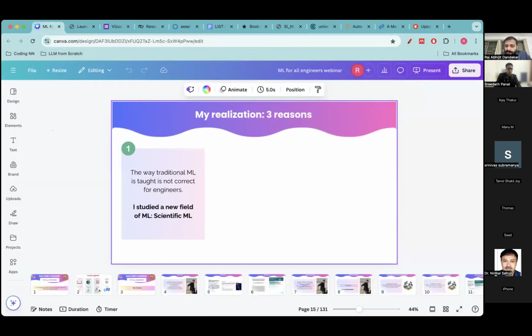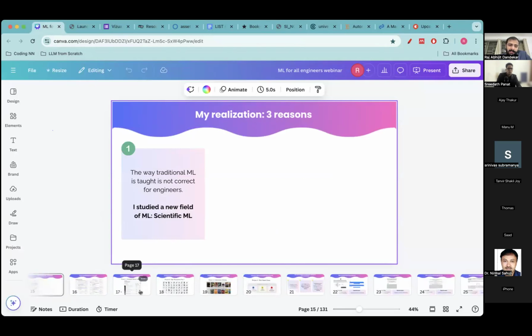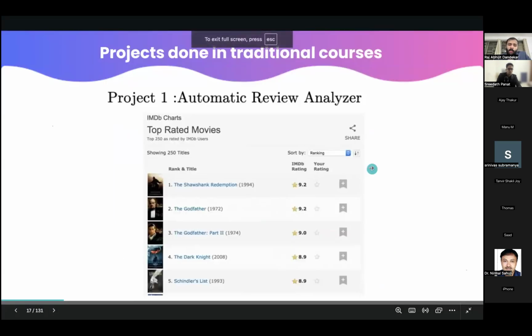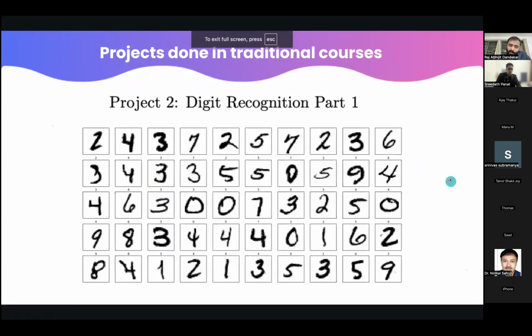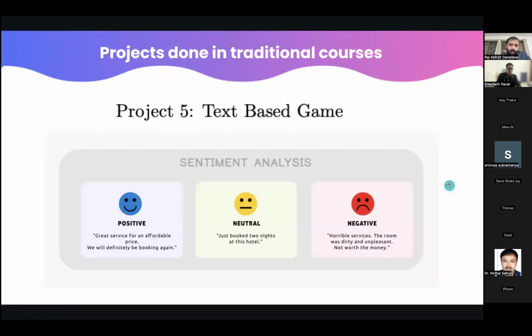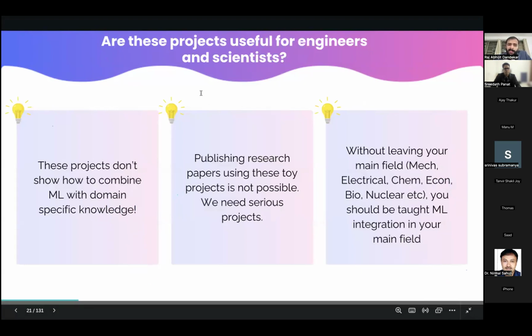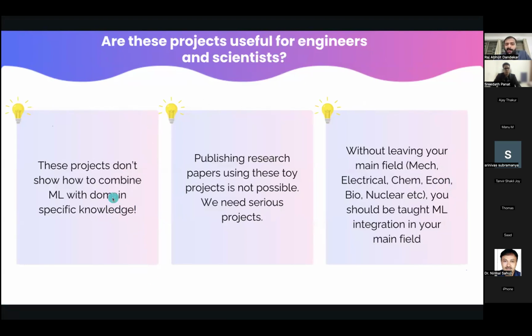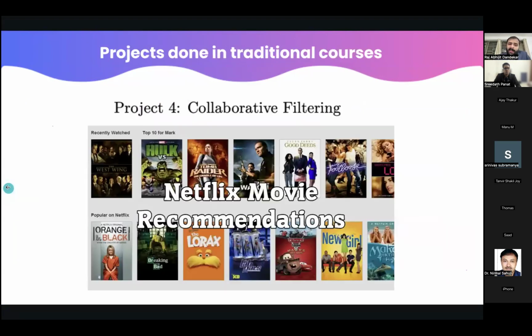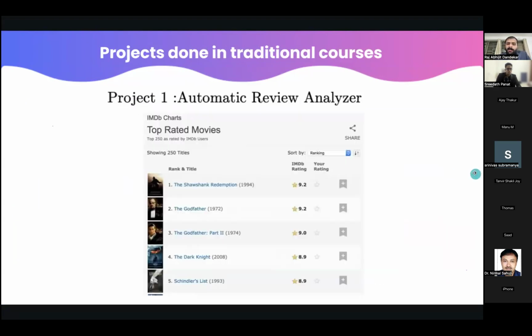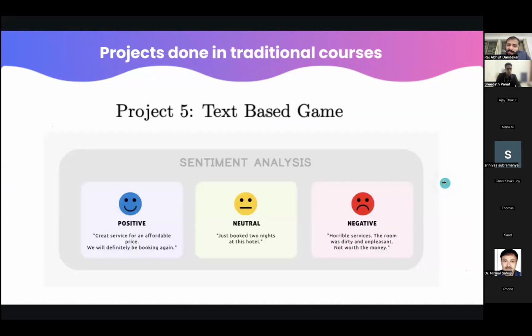Do you see the problem with these projects? I, in fact, have a separate set of slides specifically dedicated to this. So all the projects done in traditional courses are either this review analyzer, digit recognition, Netflix movie recommendation, or sentiment analysis using Twitter. The problem with these projects is that, first, they don't show you how to combine machine learning with your domain knowledge. Think about it. If you are a mechanical engineer, an electrical engineer, a chemical engineer, a biological engineer, even a computer science engineer, why would you do a movie analyzer project? Or why would you do a digit recognition project or a Twitter sentiment analysis project? It's not related to your domain at all.